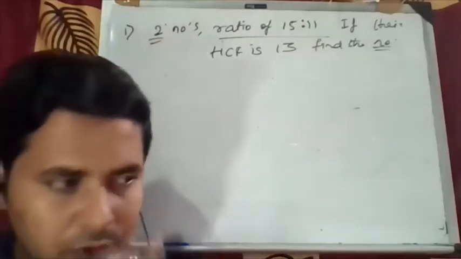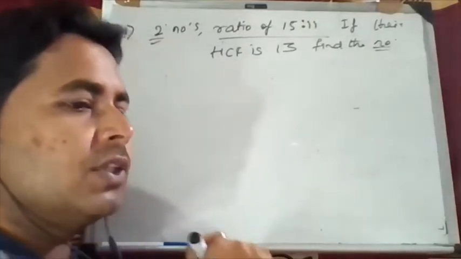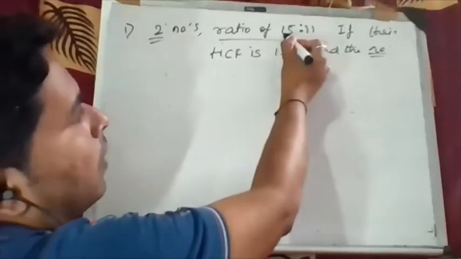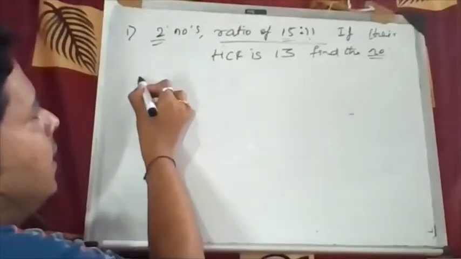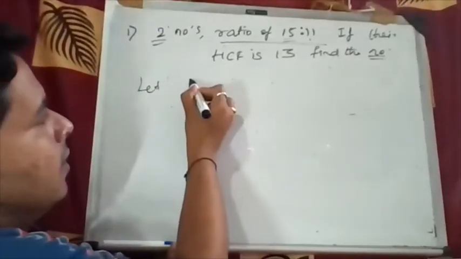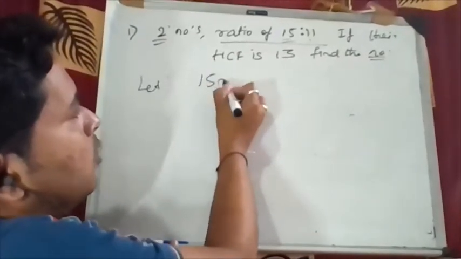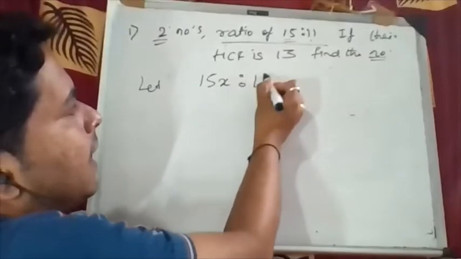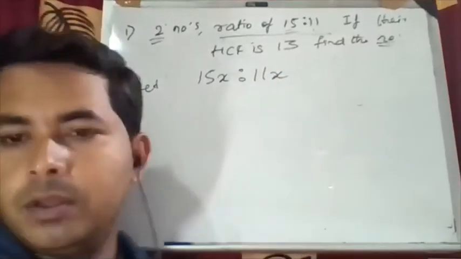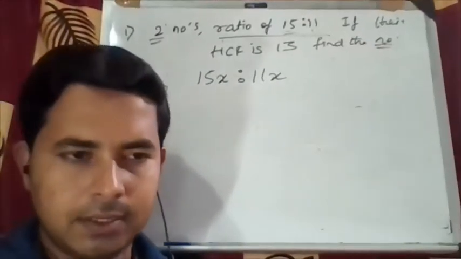First, how do we proceed? If two numbers are in a ratio, I have to take the two numbers as 15x and 11x.